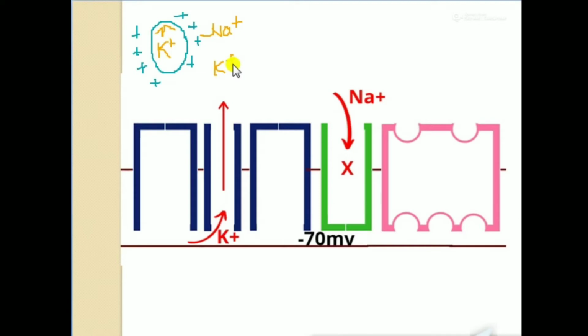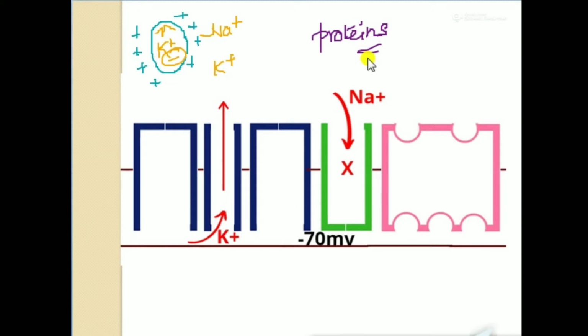But where does the negativity come from? This negativity comes from proteins. Proteins are present inside the cell, and these proteins are negatively charged. That causes the atmosphere inside the cell to be negative.